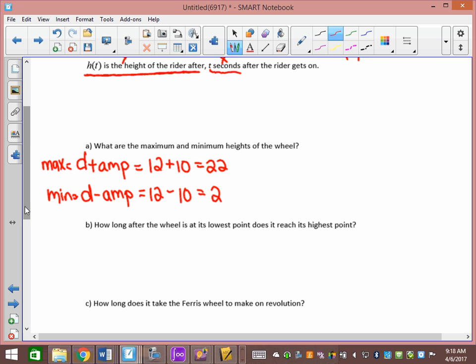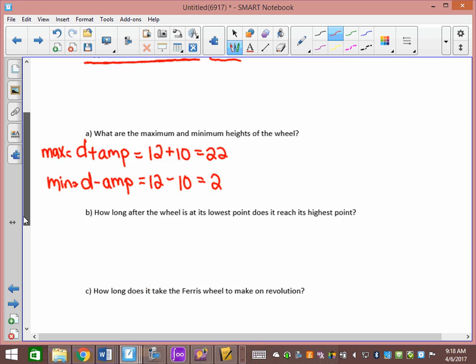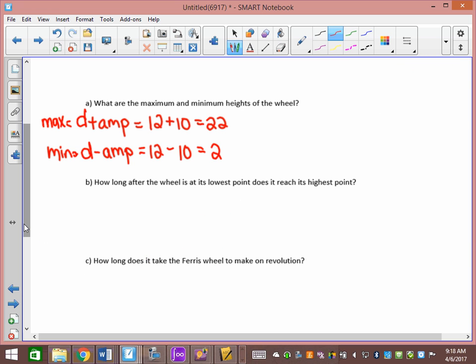This one says, how long after the wheel is at its lowest point does it reach its highest point? How can we figure that out? How long after it reaches from its lowest point does it reach its highest point? Half the period. Yeah. Because we start at our lowest point. To get to our highest point is half the period, then we go back to our lowest point, right? So how long did it take us? It took us 60 to do the whole thing. So how long is it going to take us to reach the maximum? 30 seconds. How long did it take it to make one revolution?